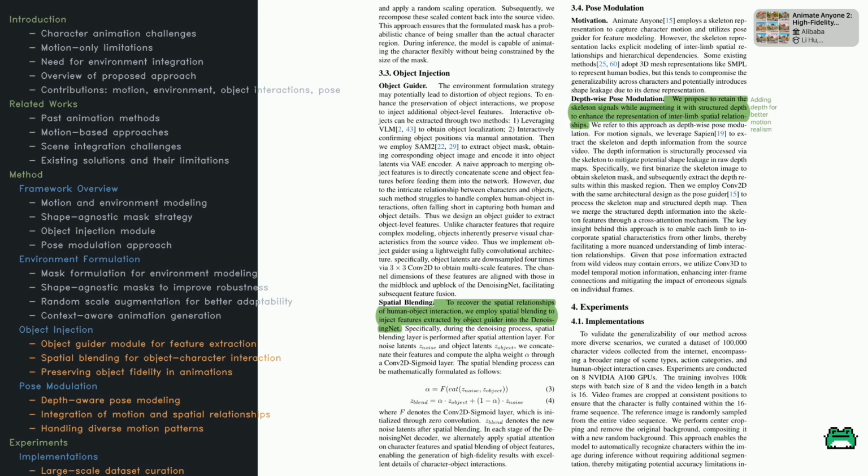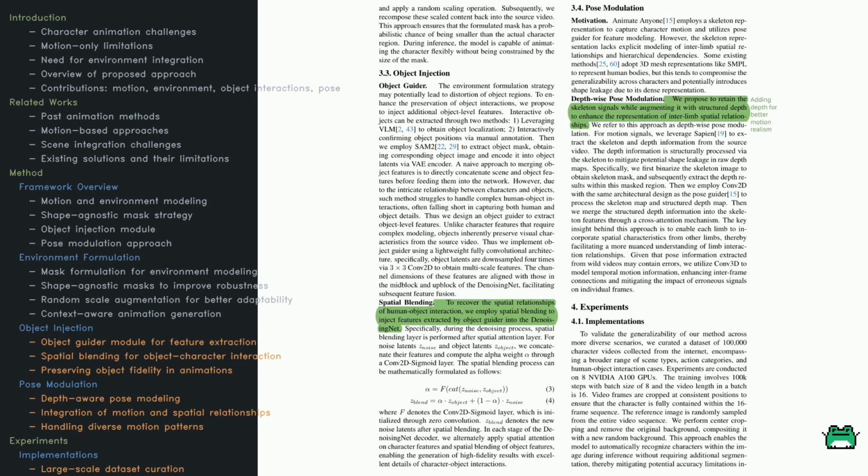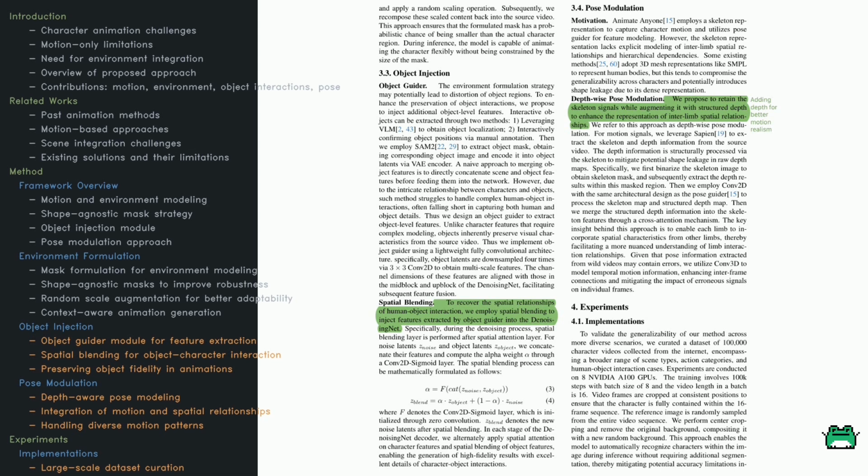After all, what if the character is supposed to open a door or pick up a cup? If the model doesn't account for it, those interactions look off. That's why this system injects object-specific features into the animation pipeline. First comes object localization, done either by a vision language model or by manual annotation of object positions. Once identified, a segmentation model extracts their masks.